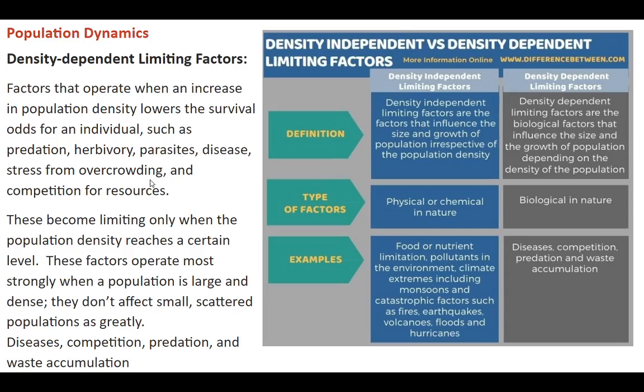The higher the number in this case, the more likely that we're going to have some type of limiting factor that kicks in and says, okay, population is too high, somebody dies. So if you get enough rabbits, something's going to come along and eat them, or they're going to get a parasite, or they're going to get a disease, or they're going to run out of food to eat, and it's going to lower the population again.